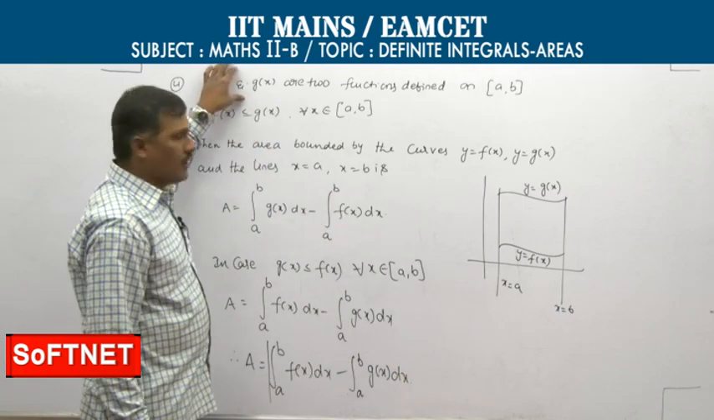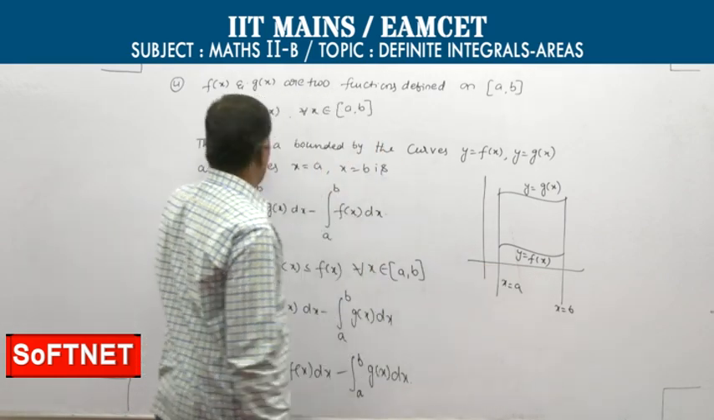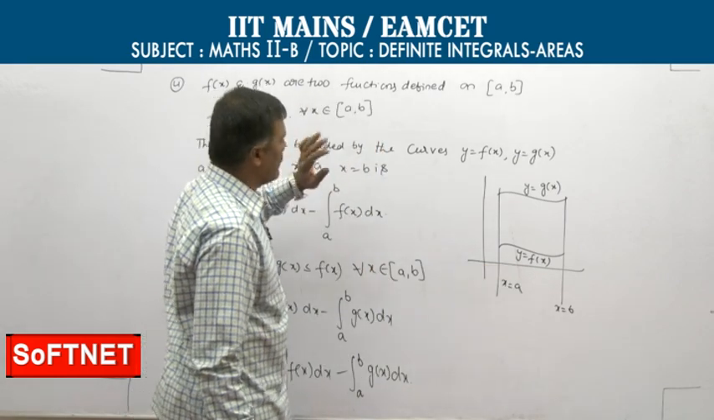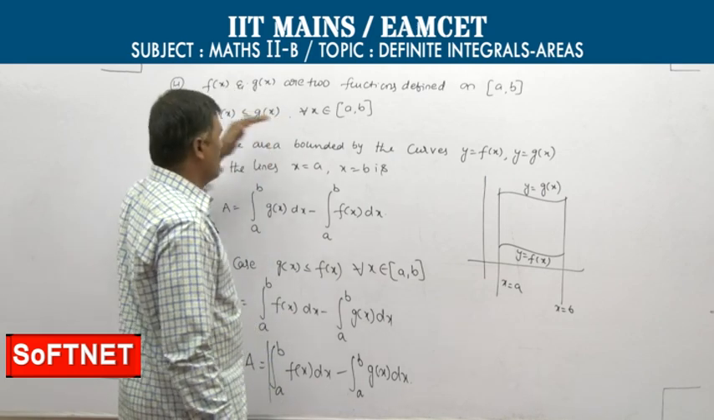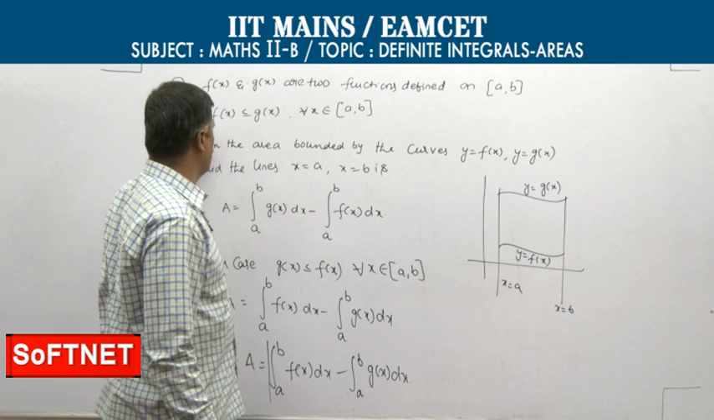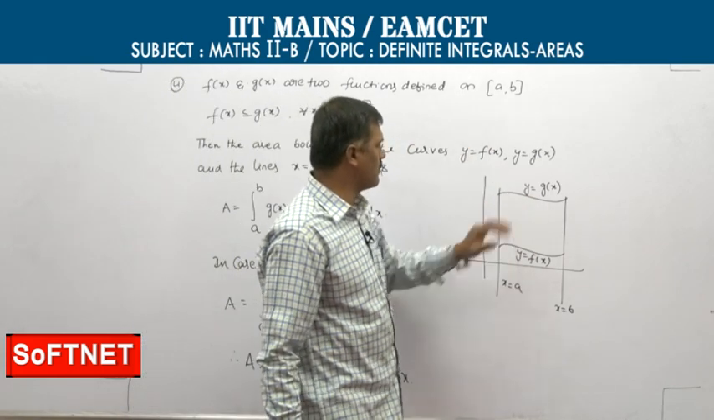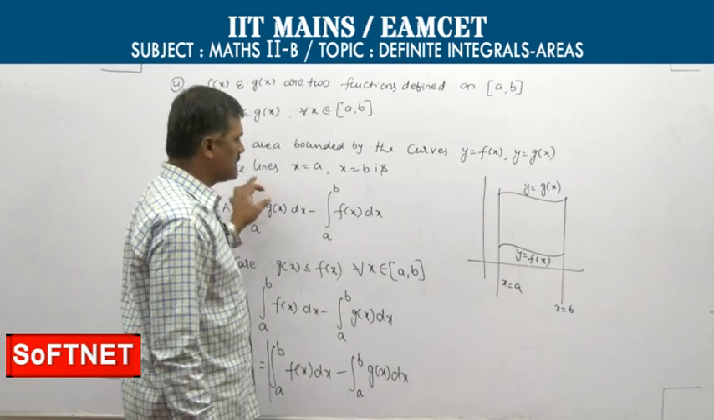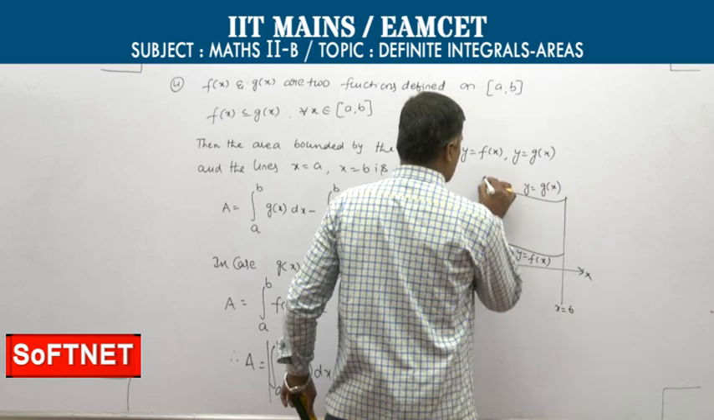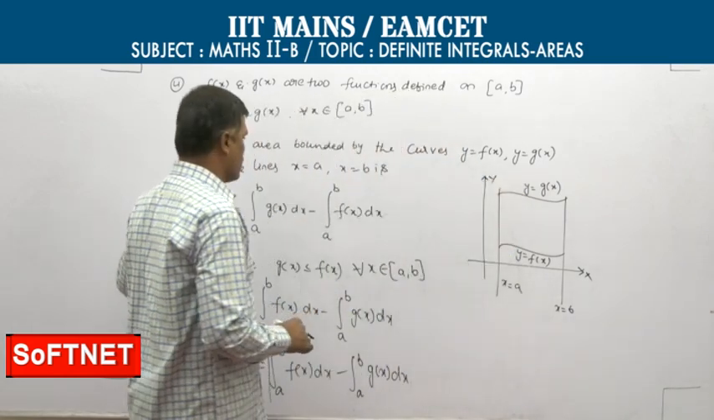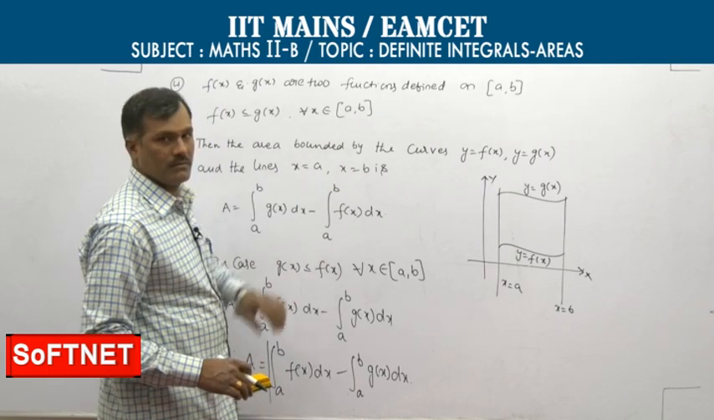F of x and g of x are two functions defined on closed interval a, b. F of x less than or equal to g of x means g of x is the upper curve, f of x is the lower curve, for all x belongs to closed interval a, b. Then the area bounded by these curves y equal to f of x, y equal to g of x, and the lines x is equal to a, x is equal to b with x-axis is equal to area of the upper curve minus area of the lower curve.